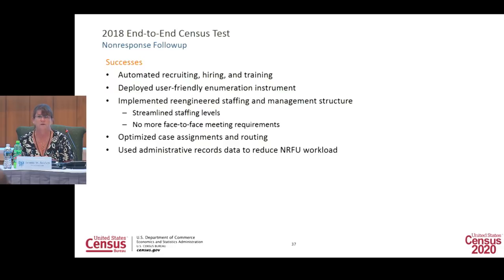And then finally, those vacant and delete units. We're trying to pull those out so that the enumerators don't have to walk around and look for people to confirm to them that a vacant lot is indeed a vacant lot. So those are getting pulled out with our use of administrative records. So some huge successes in terms of automation and just making the operation more efficient.